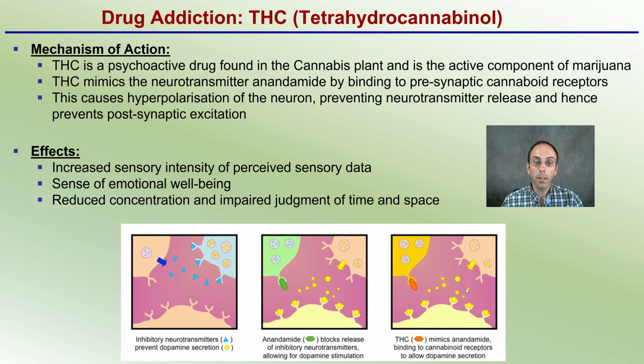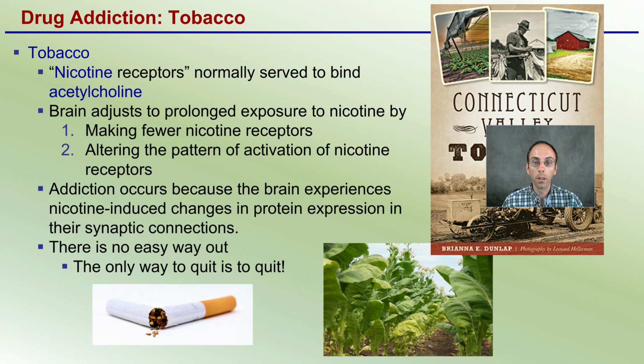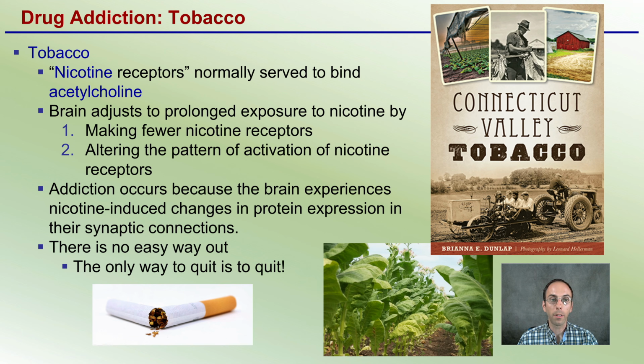Well, what THC does is it mimics that same molecular shape and fits into that same receptor, causing the same effect. However, in this case with the green, a natural balance is occurring. In this case, we're having an artificial occurrence, which is causing that impaired judgment of time and space and that feeling of emotional well-being. Then we get to tobacco, which is involved with nicotine receptors.